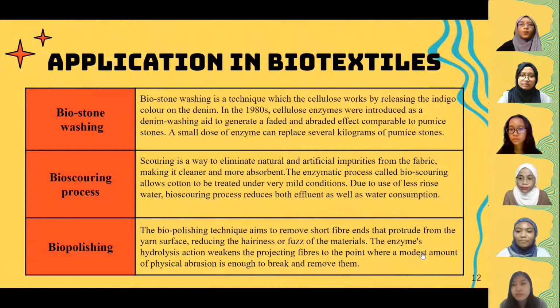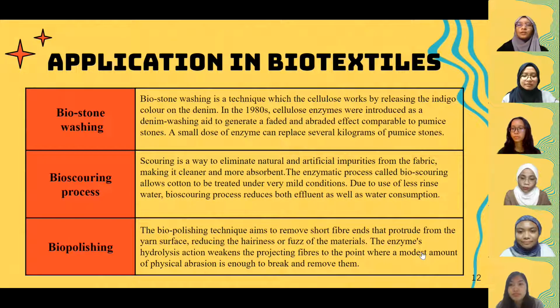Secondly, scouring is a way to eliminate natural and artificial impurities from the fabric, making it cleaner and more absorbent. The enzymatic process called bioscouring allows cotton to be treated under very mild conditions. Due to the use of less rinse water, the bioscouring process reduces both effluent as well as water consumption. It can also increase softness and create a safer environment as we are using fewer chemicals.